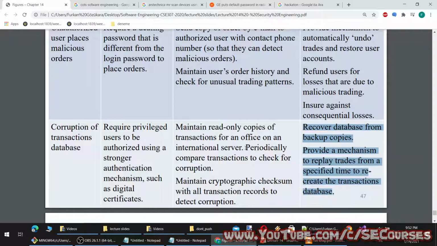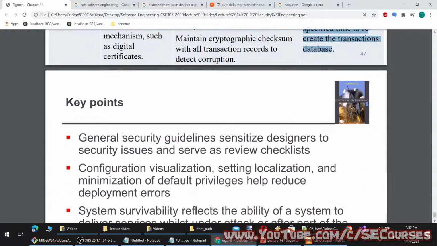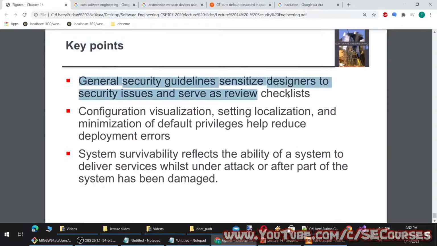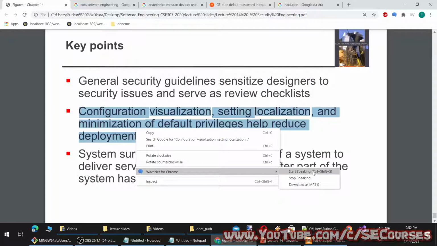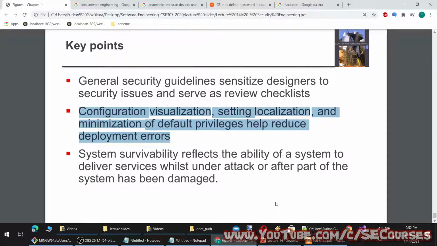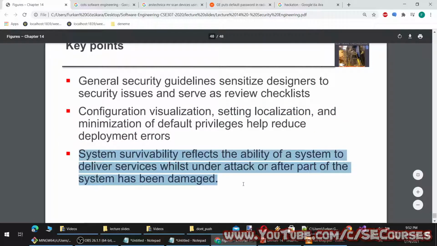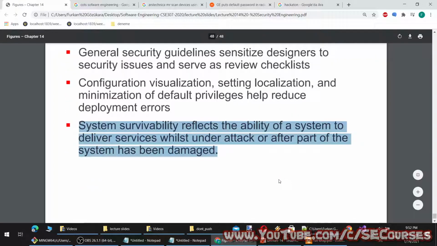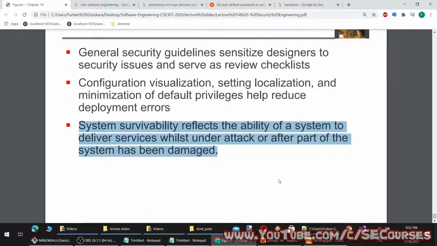And recovery: recover the database from backup copies. Provide a mechanism to replay trades from a specified time to recreate the transactions database. Okay, so the key points of chapter 2. General security guidelines sensitize designers to security issues and serve as review checklists. Configuration visualization, settings localization, and minimization of default privileges help reduce deployment errors. System survivability reflects the ability of a system to deliver services whilst under attack or after part of the system has been damaged.